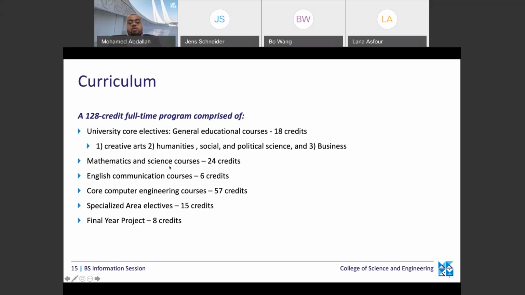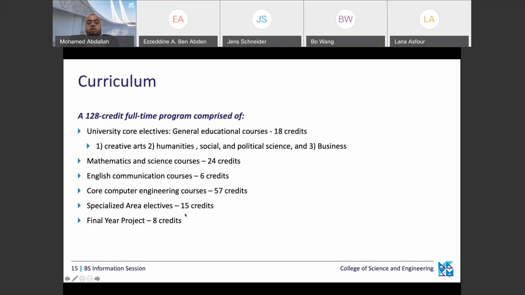Then we have math and science courses, 24 credits. English communication course, which will help you with soft skills, 6 credits. Core computer engineering courses, 57 credits. Specialized area electives, the ones I mentioned, where you specialize in AI or security, 15 credits. And then finally, the final year project, which is the senior design project, 8 credits over 2 semesters.